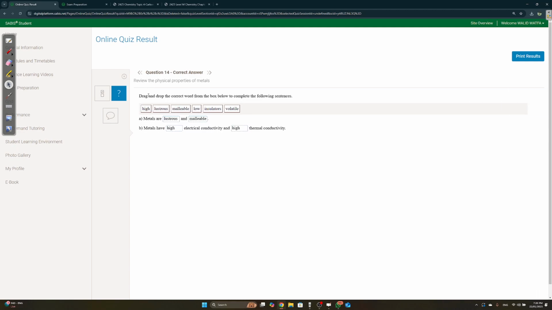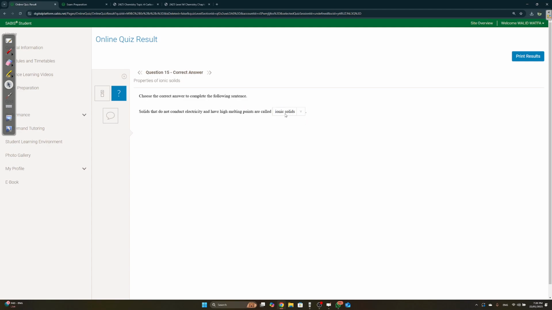Question 14. Metals are something and something. Obviously, they're not insulators and they're not volatile, because volatile means it's a liquid. Metals are lustrous, so they're shiny, and malleable. Malleable means they can be shaped and cut. Metals have high electrical conductivity and high thermal conductivity, right? They are good conductors.